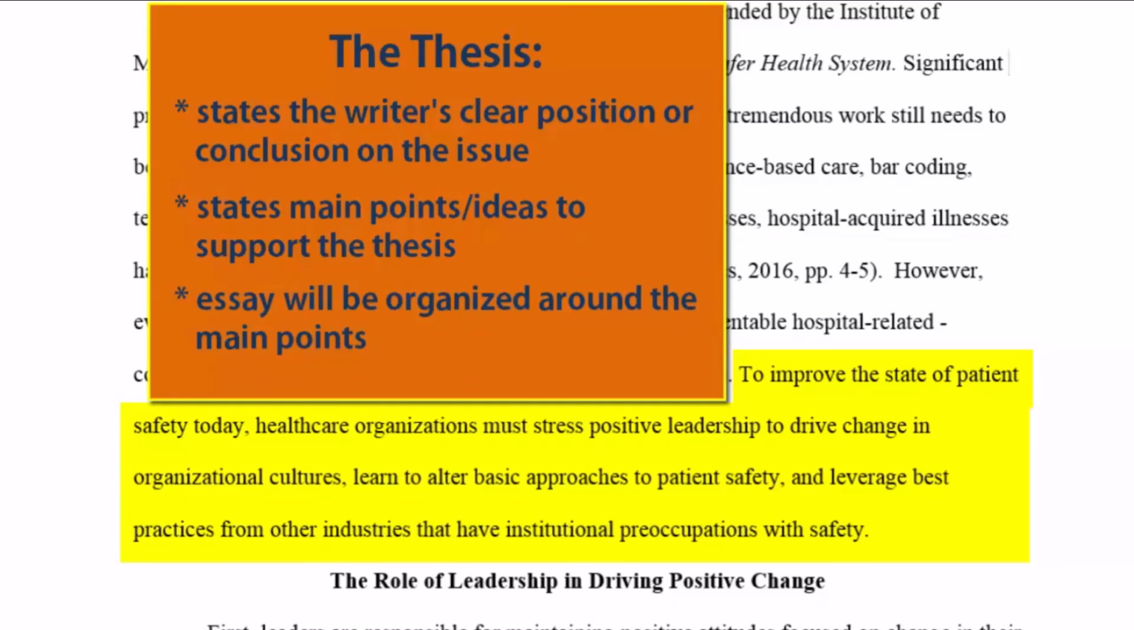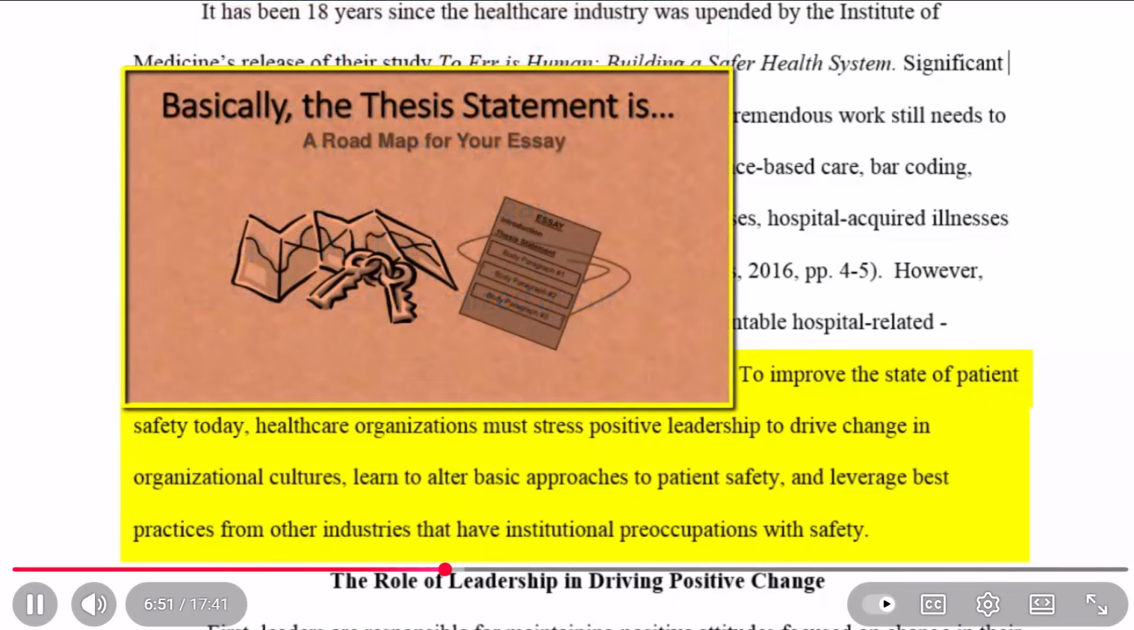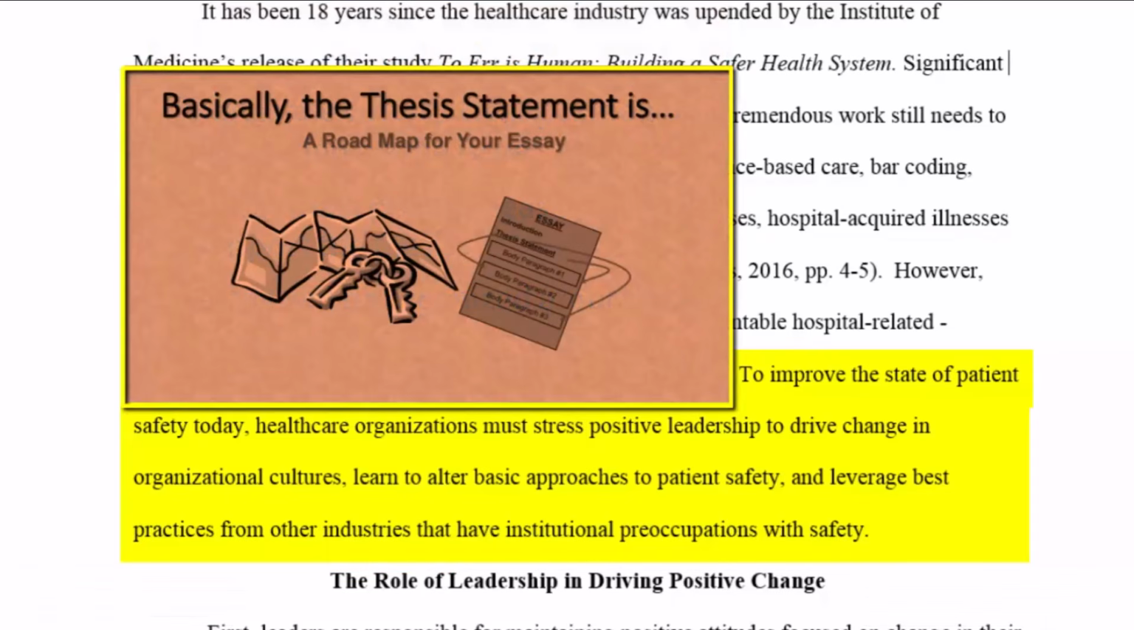points. So now you see why it's so important to take the time to make sure your thesis is solid and contains the main points you will discuss. You see, the thesis is really a roadmap to your essay. Once that roadmap is clear to you, the writing will come much easier.